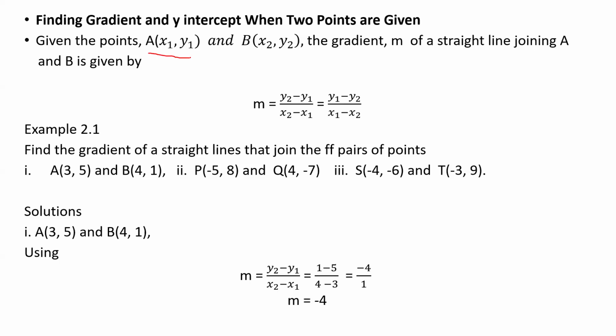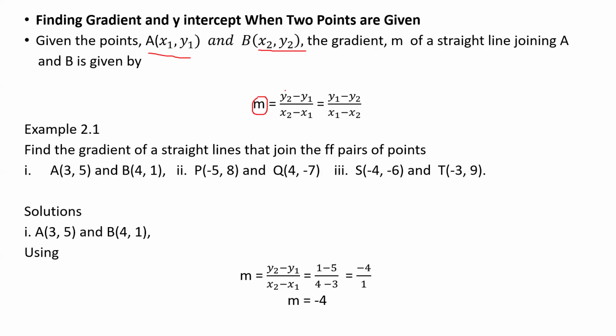Okay. Now let's see. We have A as (x1, y1), B as (x2, y2). Then the gradient m is given by (y2 minus y1) over (x2 minus x1), or we can make it (y1 minus y2) over (x1 minus x2).